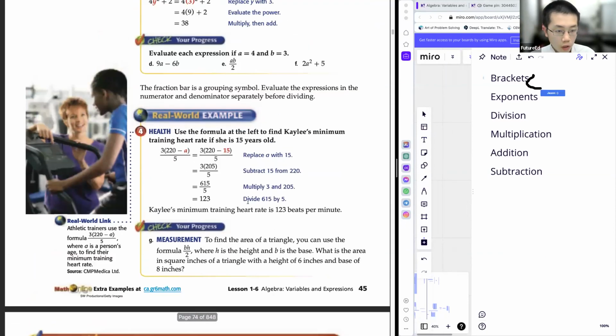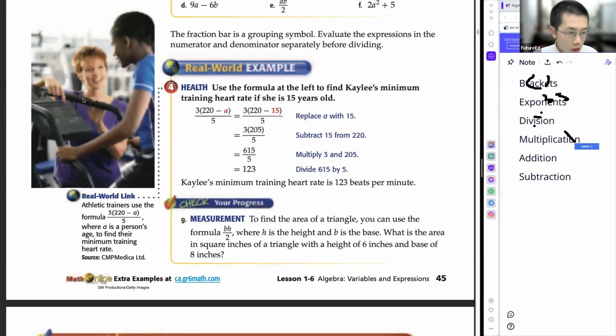Okay, let's do one more example before we start the Kahoot. Here we have: use the formula at the left to find Kaylee's minimum training heart rate if she is 15 years old. Athletic trainers use the formula 3 times (220 minus A) divided by 5, where A is a person's age, to find their minimum training heart rate.